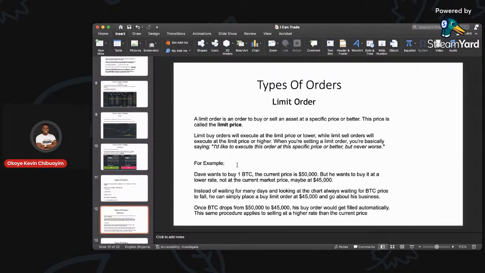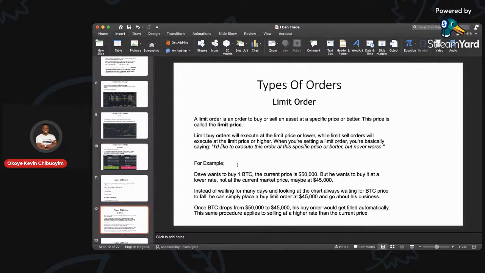Now, what does the limit order mean? A limit order is an order to buy and sell an asset at a specific price or better. So it's an order that allows you to buy an asset at a specific price. This price is called the limit price. So limit buy orders, or buy limit orders as some people call it, execute at the limit price or lower. Do you understand? So it's not to buy immediately, but at your own set price.